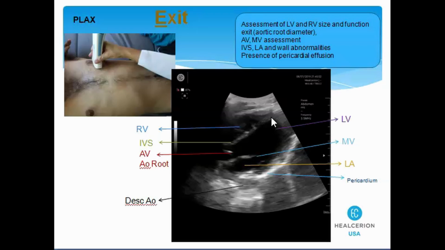In the parasternal long axis view, you will see the heart in this view. You will see the left ventricle, and you will see the left ventricle moving towards the aorta. So this is the main appearance which you will see in the parasternal long axis view. So let's talk about this image which we see on the monitor.